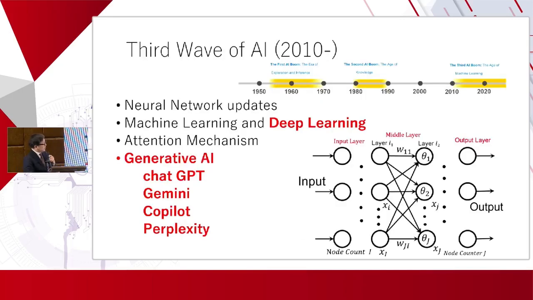Then, as you know, we are in the third wave of AI. The first wave was around 1960, and the second was in the 1980s. Then from the 2010s, a new approach started, the third wave of AI, with updates in neural networks, and machine learning and deep learning growing.